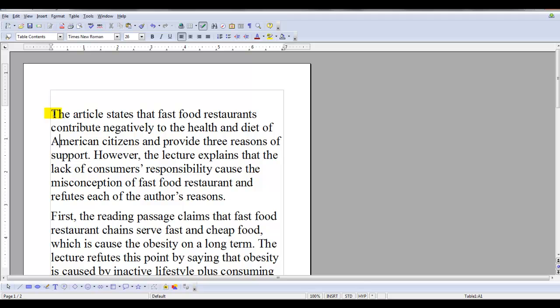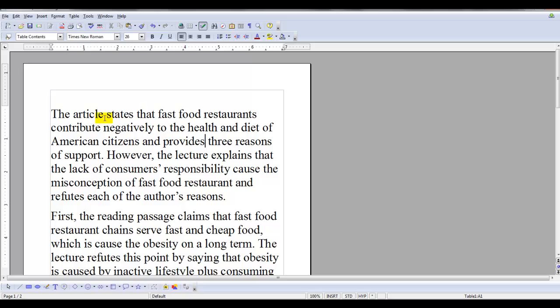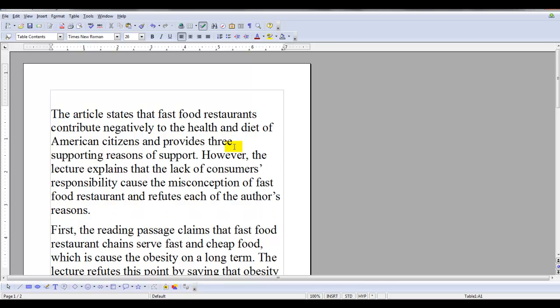of American citizens. And you want to say here provides, right? Because this verb is singular here. So then this one should also be singular. So it provides 3 reasons of support. How about this? What if you said 3 supporting reasons, and then you don't need to use the adjective, the prepositional phrase.